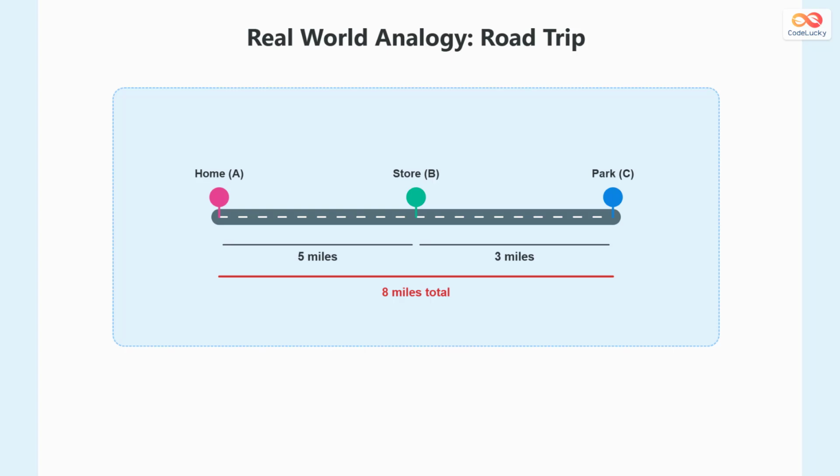Think of it like a road trip. Imagine you are driving from your home at point A to a store at point B, and finally to a park at point C. If it takes 5 miles to get to the store and another 3 miles to get to the park, your total trip distance is simply 5 plus 3, which is 8 miles. You just add the 2 legs of the trip together.